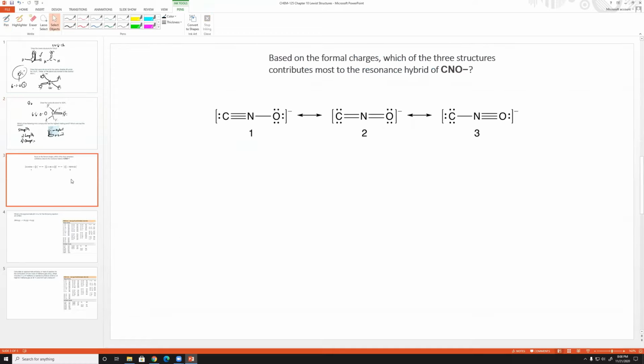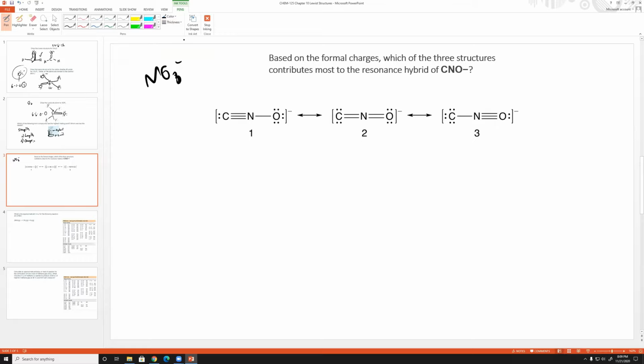Moving on, more formal charges. Based on formal charges, which of these three structures contributes most to the resonance hybrid of CNO-? Now in resonance, something that you should know is basically the electrons move around and the bonds flip around. But in some cases, this matters because it changes the formal charge on some atoms. In cases like NO3-, it doesn't really matter, or SO2-, doesn't really matter.